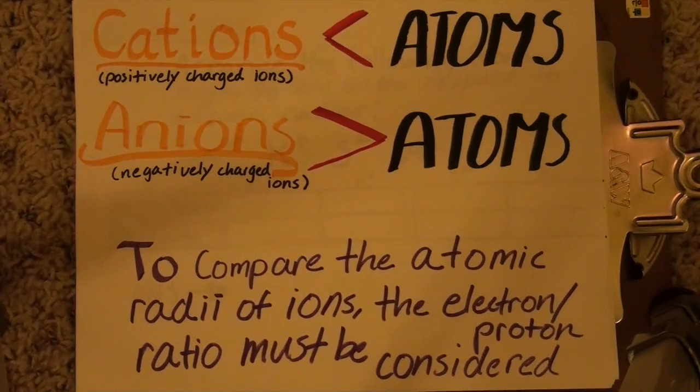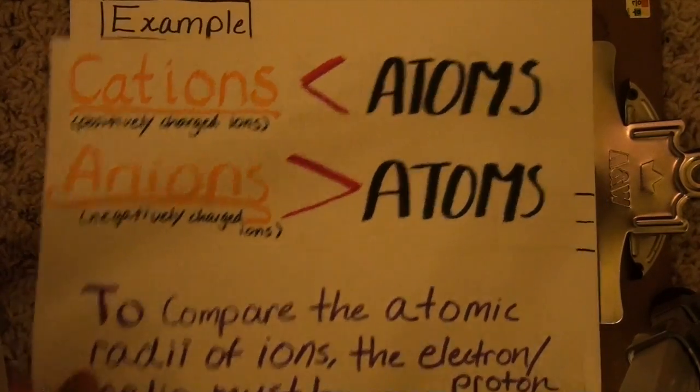An anion is formed when an electron is added onto an atom. Electron-electron repulsions increase, causing the valence electrons to move further apart, increasing the radius. So anions are typically larger than atoms. To compare the atomic radii of ions, the electron-proton ratio must be considered. Consider the following example that we're going to see.